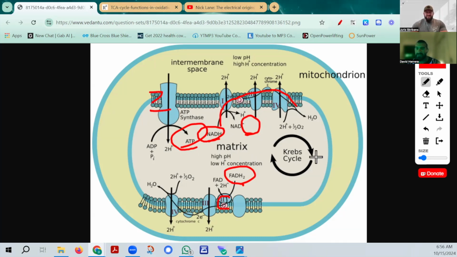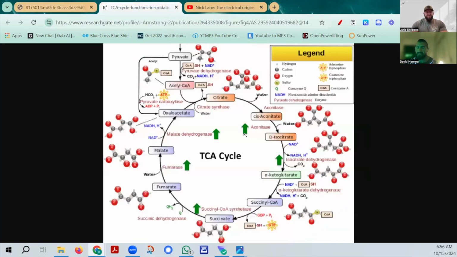But there's something else. Where does this NADH and FADH come from? How does the food get broken down into that? That's what this little guy right here is, the Krebs cycle. The Krebs cycle is the process by which food molecules can be broken down into these FADH and NADH. So I'm just going to bring it over here. This is obviously showing all of the molecules, all the chemicals.